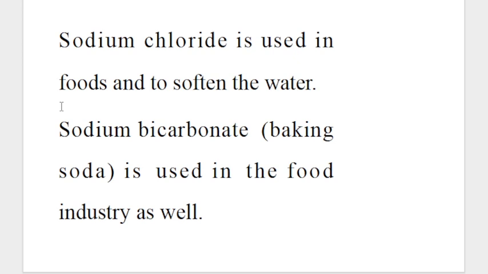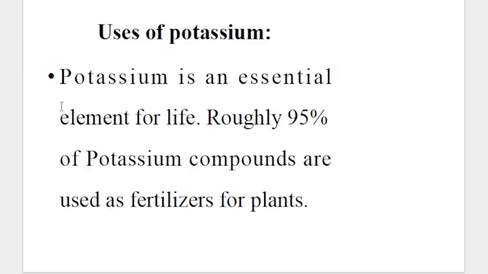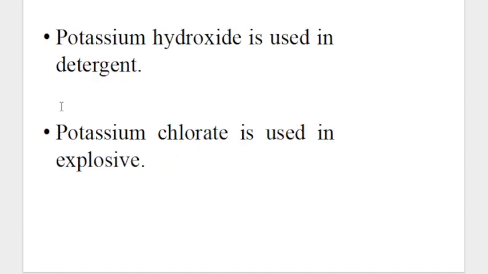Sodium chloride is used in foods and to soften water. Sodium bicarbonate, on the other hand, is used in making baking soda and is used in the food industry as well. Potassium is essential as an element for life. Roughly 95% of potassium compounds are used as fertilizers for plants. Potassium hydroxide is used in detergents.